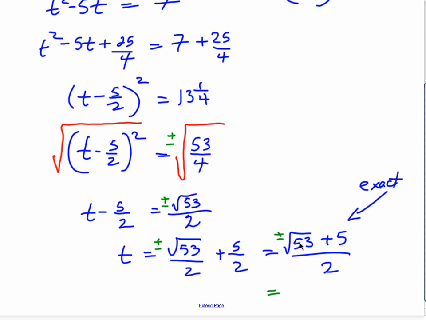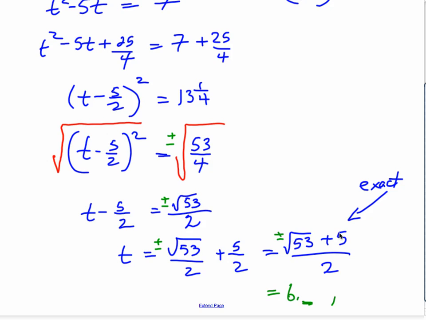Just as a ballpark, the square root of 49 is 7. So this is just a little bit more, so it'll be about 7 point something. So 7 plus 5 is 12 divided by 2, it's just over 6. So it's going to be 6 point something. And the other one will be negative 7.